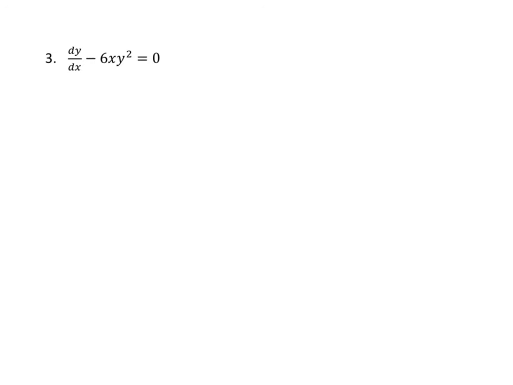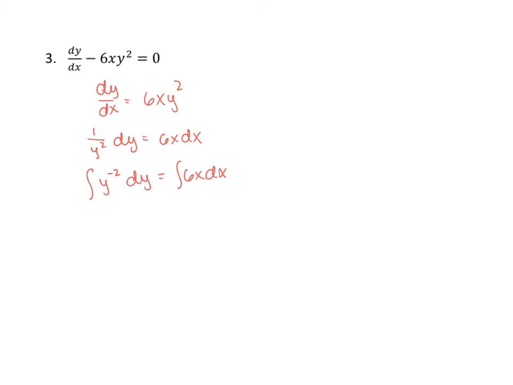On our next problem, I'm going to have dy dx equals 6xy squared. So hopefully we're getting the hang of this a little bit. I'm going to have 1 over y squared dy equals 6x dx. That y squared, I'm going to write as y to the negative 2. And we integrate. The antiderivative of y to the negative 2 is negative y to the negative 1. The antiderivative of 6x is 3x squared plus c.